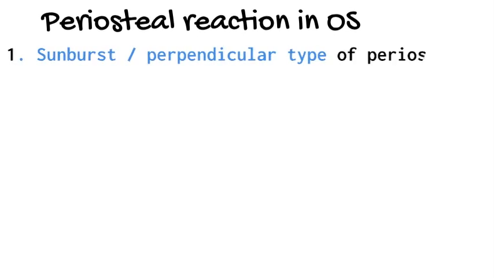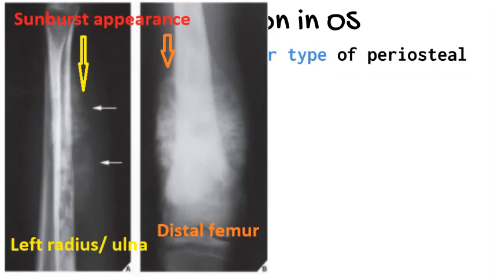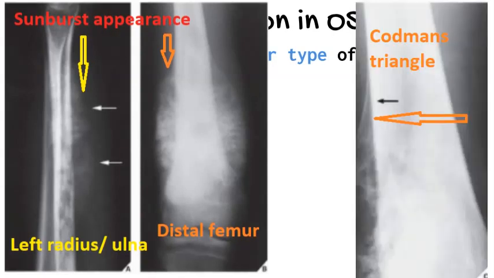Now regarding types of periosteal reaction in osteosarcoma. Number 1, sunburst or perpendicular type of periosteal reaction. This X-ray shows the sunburst appearance on the left radius ulna and also at the distal femur. There is also a Codman's triangle as illustrated by the arrow.